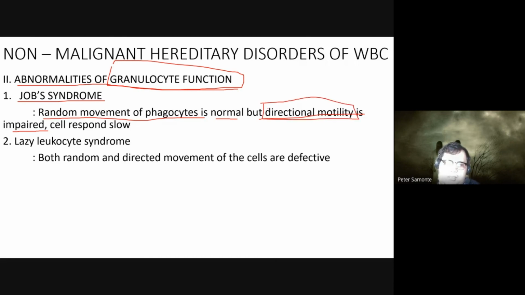So kanina sabi ko unidirectional siya. In Job syndrome, may problem yung movement niya. Your WBCs would respond slow. And then we also have your lazy leukocyte syndrome. So both random and directed movement of the cells are defective. So do remember, kapag Job syndrome class, impaired ang directional motility. Sa lazy leukocyte, both random and directed movement are defective. Sa Job syndrome, yung directed lang yung may problema. Sa lazy leukocyte, both random and directed ang problem.